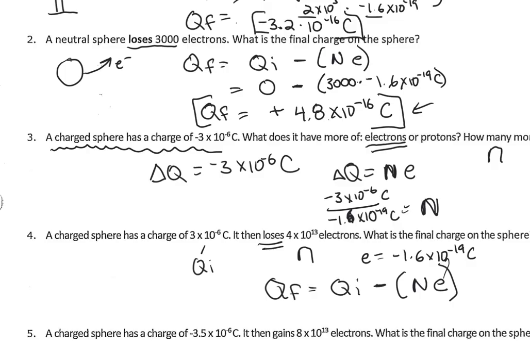3 divided by 1.6 gives you 1.8. Here's my N value. Then I have to remember to subtract my exponents, negative 6 minus a negative 19, which really means plus. So we've got negative 6 plus 19, or 13th power. So I told you it was a really big number of charges in order to have a significant charge like negative 3 times 10 to the negative 6th. Hope that helps you get started.